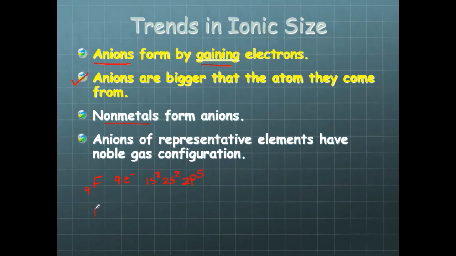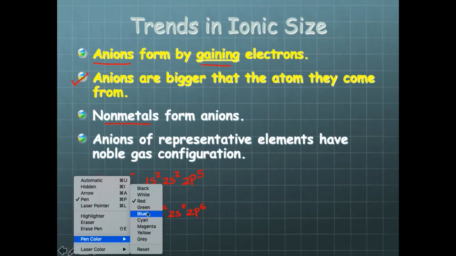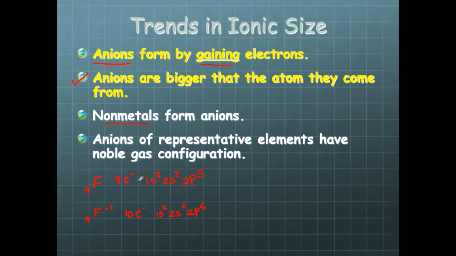Now let's look at the fluoride ion. It has gained 1 electron. It still has 9 protons, but now it has 10 electrons. And the electron configuration would be 1s2, 2s2, 2p6. Okay, so let's look at the energy levels now. For the fluorine atom, we have 2 electrons in the first energy level and 7 electrons in the second energy level. For the fluoride ion, we have 2 electrons in the first energy level and 8 electrons in the second energy level.